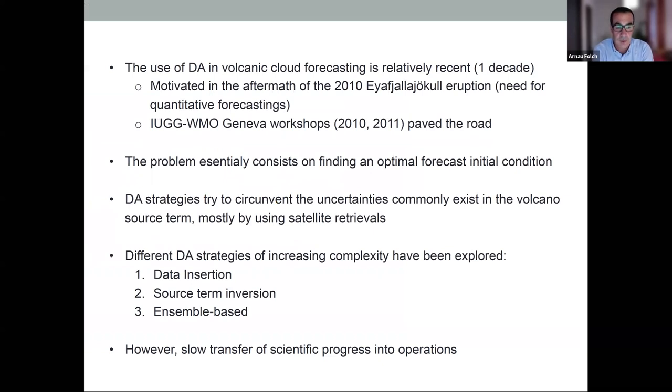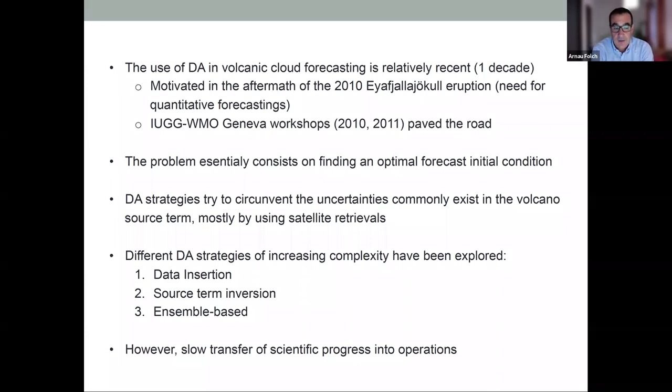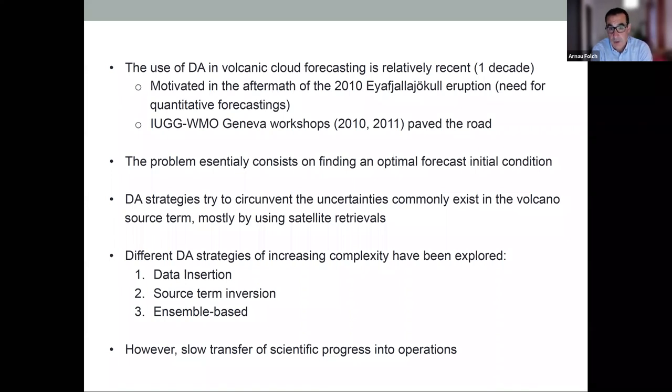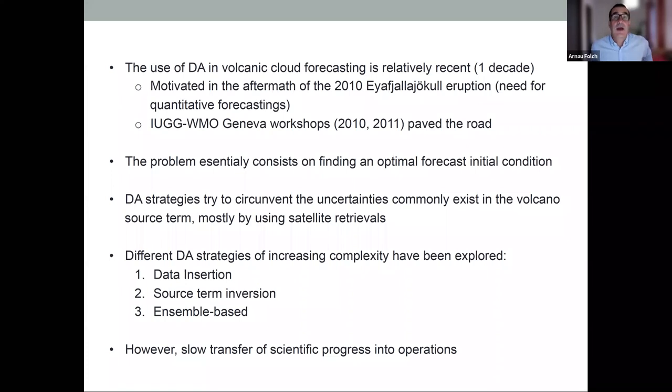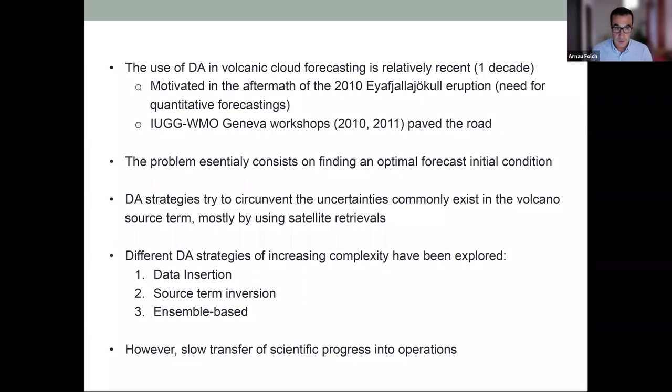So just to recap a little bit what we said before, the use of data assimilation in our field is quite recent, I would say one decade. And essentially it was motivated in the aftermath of the 2010 eruption in Iceland, which revealed some flaws in the operational forecasting strategies and clearly showed the need for doing a more quantitative based forecast. Many of the developments of the roadmap of the scientific community were set up during two very important meetings that took place in Geneva in 2010 and 2011 that gathered part of our scientific community in these workshops and decided the different roadmaps and strategies that the community should follow in order to have this change of paradigm in the forecasting of volcanic clouds.